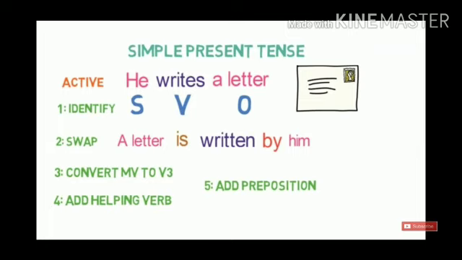Now the sentence is not complete. So in the fifth step, we need to add the preposition by before the subject. Now the whole passive voice is done. That is, a letter is written by him. So a letter is written by him is the passive voice. I hope you are clear with all the 5 steps.